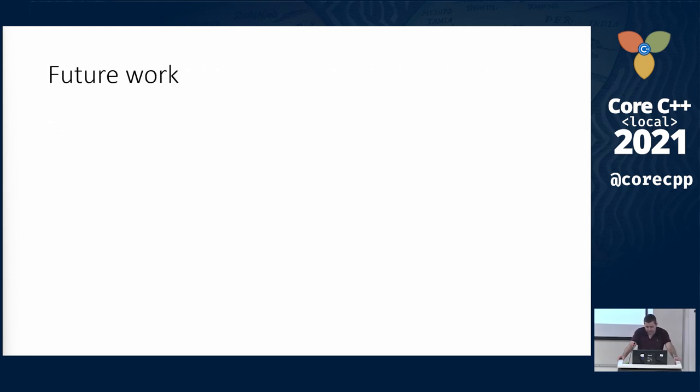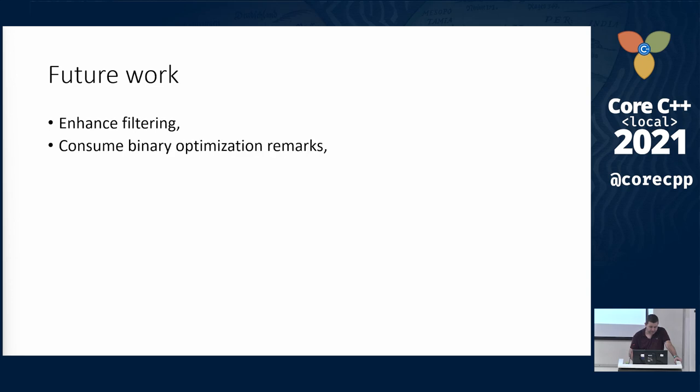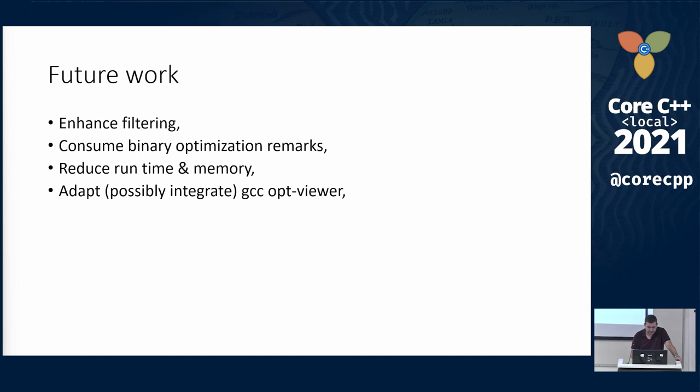Okay, stuff I hope to do next is improve the filtering ability of the optimization remarks. Clang is actually able to output these optimization reports in a binary format. Currently the Python scripts are not smart enough to consume it. I hope to make them able to do so. This is one of the ways in which I hope to make these scripts more pleasant to work with. They're still heavy. I want to integrate GCC viewer with it.